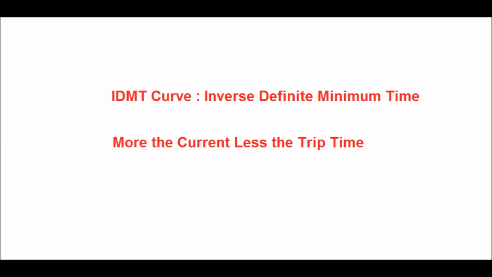Now what does IDMT mean in IDMT characteristics or curve? IDMT means inverse definite minimum time, that is, the more the current, the less the trip time. As per IEC, there are basically three types of IDMT curve in relays. One is IEC standard inverse, the second one is IEC very inverse, and the third one is IEC extremely inverse. One by one I will discuss them in detail in this video.